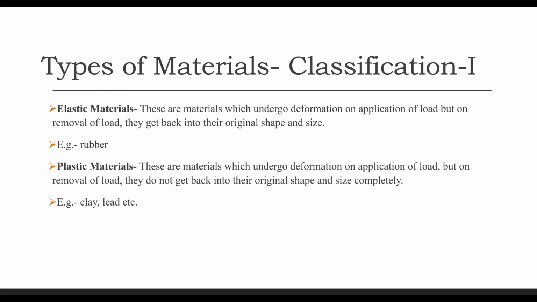Suppose if you apply load on a body and it gets deformed on the application of load, but when you remove the load and the body comes back to its original shape and size, such kind of materials are called as elastic material. For example, rubber. And the materials which do not come back to the original shape and size when the load is removed are called as plastic materials. For example, clay, lead, and many more of such type.